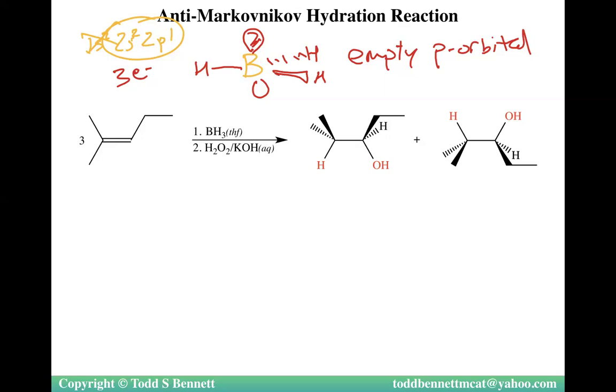You can reduce it to get rid of the mercury. Here you can actually do the opposite. You can oxidize the boron to get rid of the boron from the carbon and replace it with an H, or in this case, an OH, excuse me.